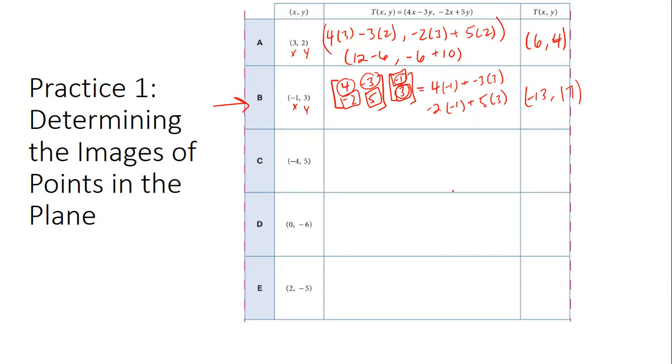So if I give you 4 to 5 minutes, do you think you can do C, D, and E and check with your peers at your table for your points? Yeah? All right. Ready, set, go.